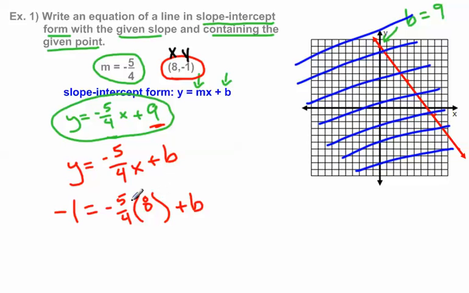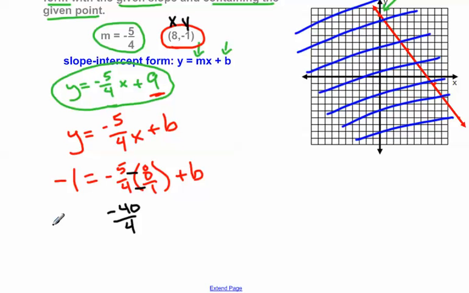And so whenever I have a fraction times a whole number, you can plug this in your calculator, and it'll get it to you. But I'm just going to put a 1 underneath this 8. And whenever we multiply fractions, we just multiply going straight across. So a negative 5 times 8 is actually a negative 40. And then a 4 times 1 is a 4. And so I'm going to keep going here. I'm going to move this down a little bit more. I have a negative 1 equals negative 40 over 4 plus b.